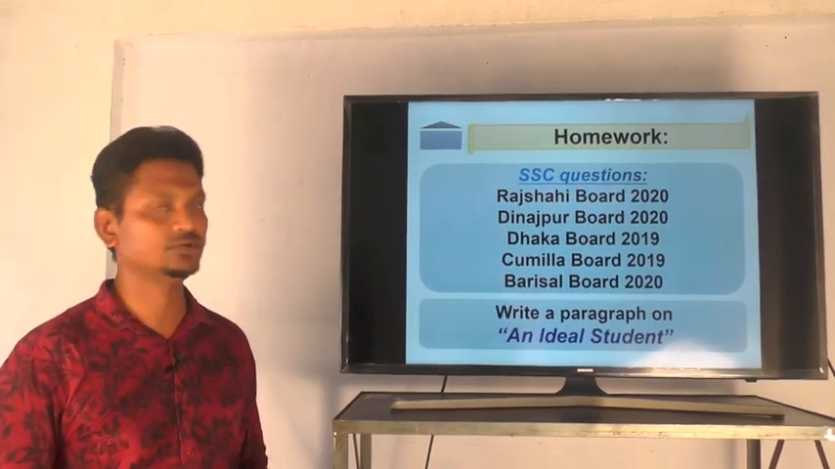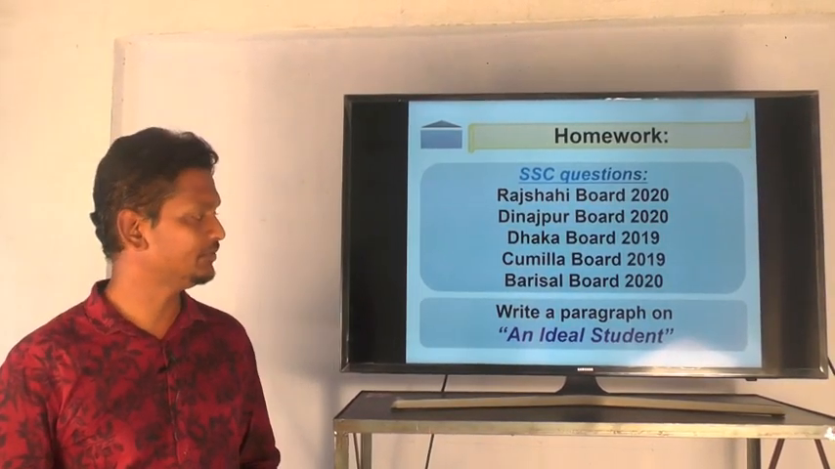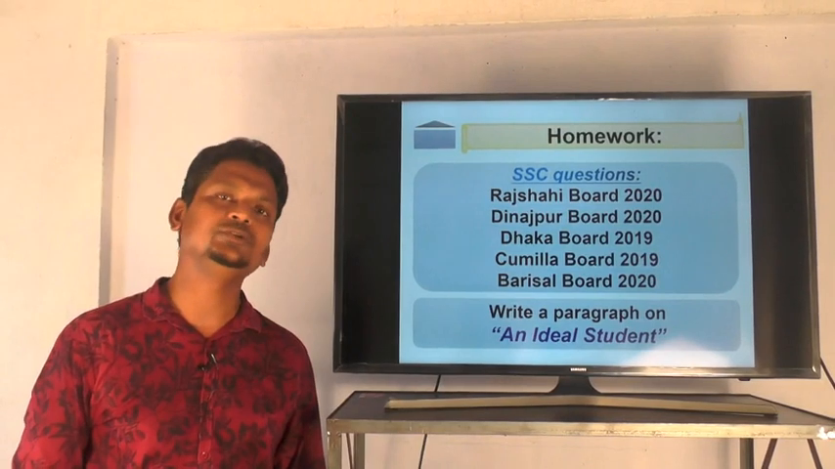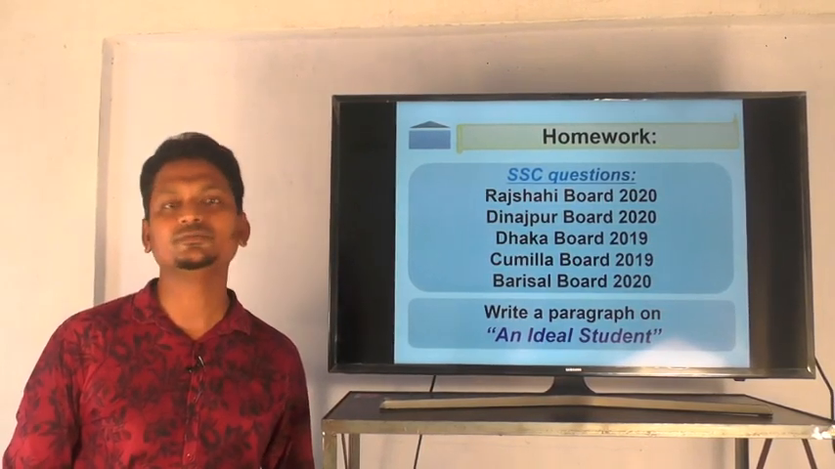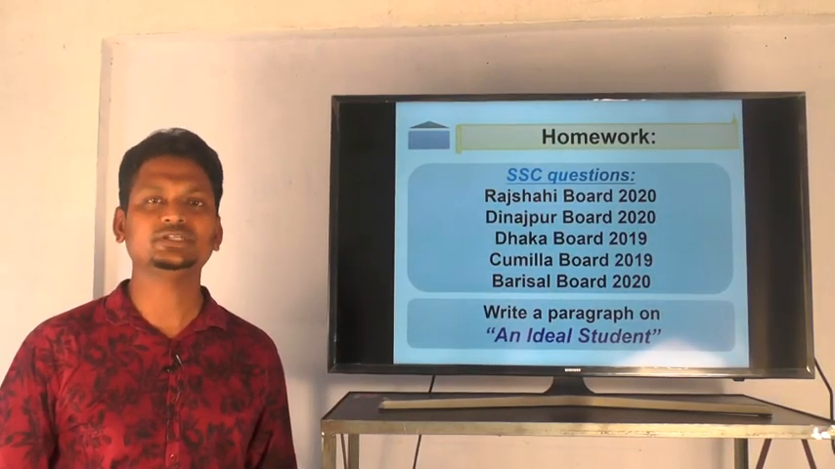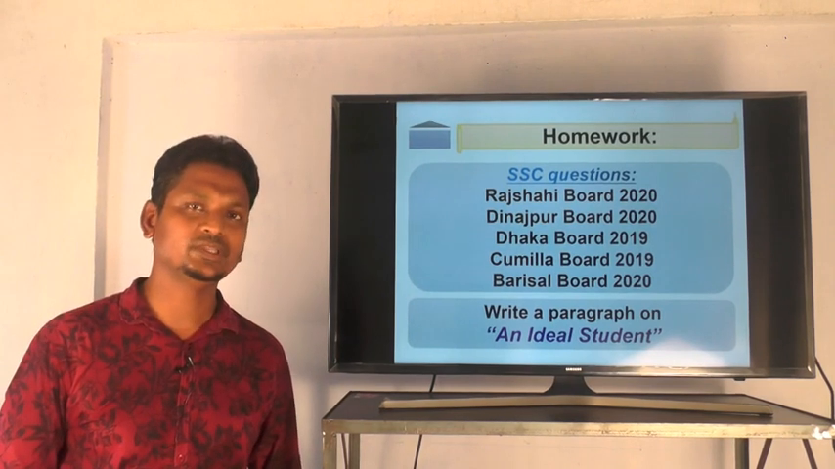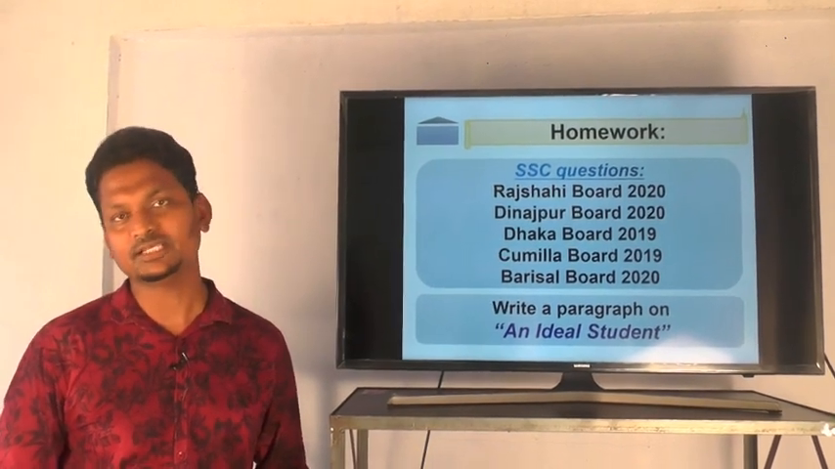And another piece of homework, that is write a paragraph on an ideal student by using the correct forms of the verbs, especially the verbs present form and verbs present form plus s or es.